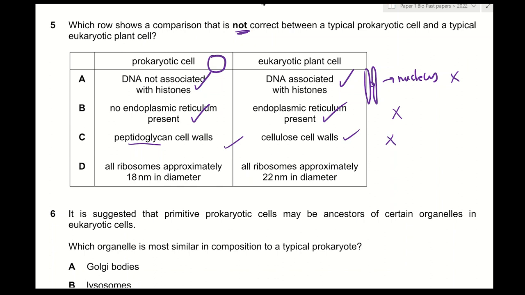For D, all ribosomes approximately 18 nanometers in diameter. Here it's talking about the 70S ribosomes, or the smaller ribosomes. This is correct because all prokaryotic cells have 70S ribosomes. Now let's move on to eukaryotic plant cells. All ribosomes approximately 22 nanometers in diameter. Now this is partially incorrect because here it's assuming all ribosomes are 22 nanometers, meaning that all ribosomes are 80S. But don't forget that in eukaryotic cells, we have both 80S ribosomes in the cytoplasm and 70S ribosomes in mitochondria and chloroplasts. Therefore, this is partially incorrect and D is going to be the correct answer in this case.